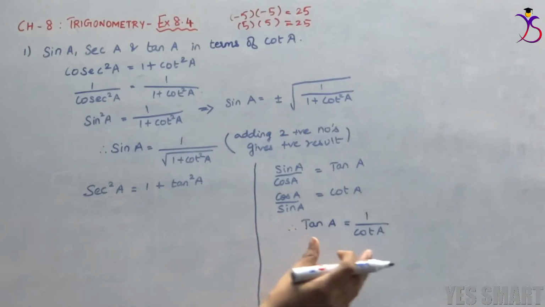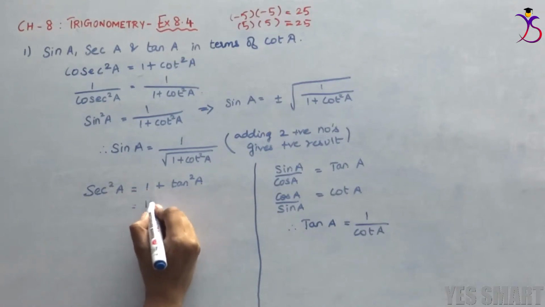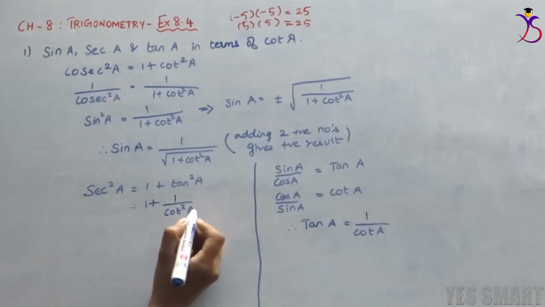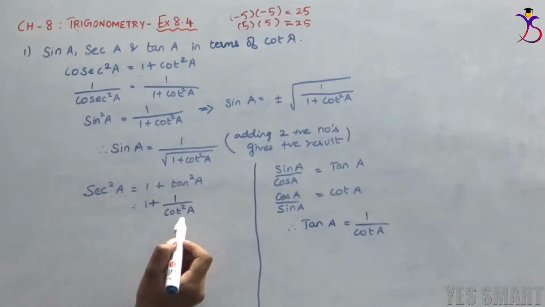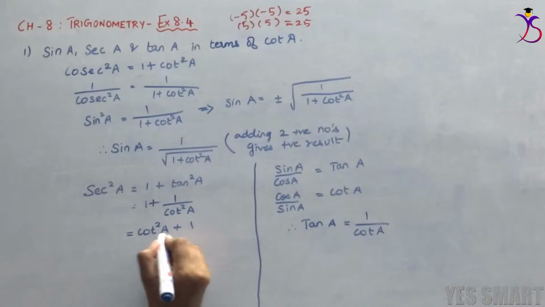Therefore, it becomes 1 plus 1 by cot square A. Since it is tan square A, I am just writing cot square A. Now I am going to take the LCM and solve further. On taking the LCM, the LCM would be cot square A. Therefore, cot square A plus 1 divided by cot square A. The left hand side, secant square A, will remain here as it is.